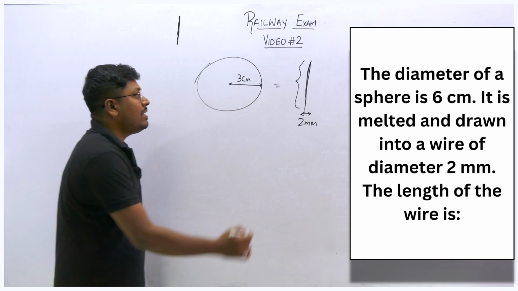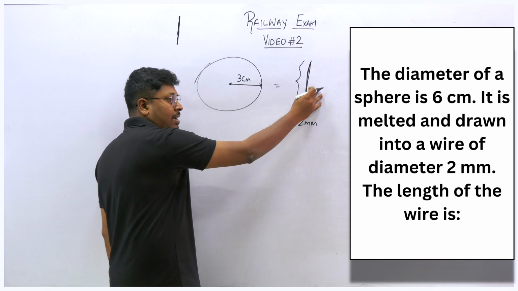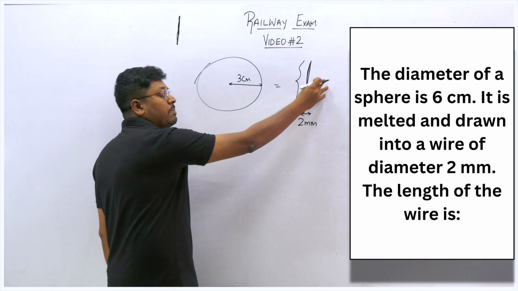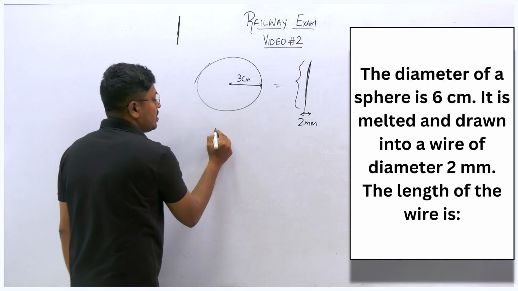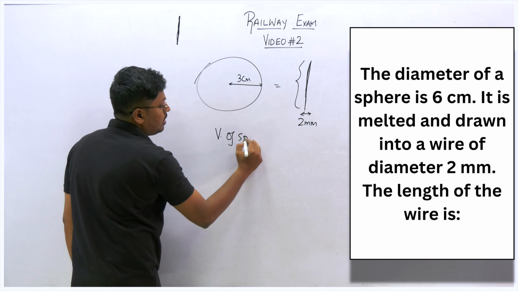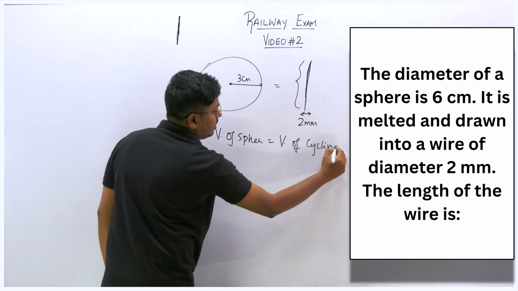So listen here, always when we melt some three-dimensional object to make another one, by using this volume we are going to make this. So this volume is equal to this volume, right? Never forget that. So volume of sphere is equal to volume of cylinder.